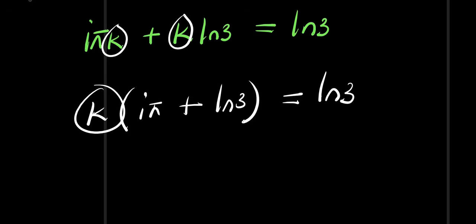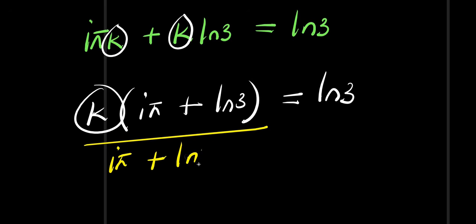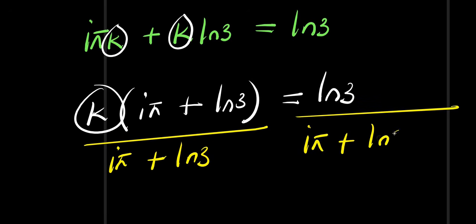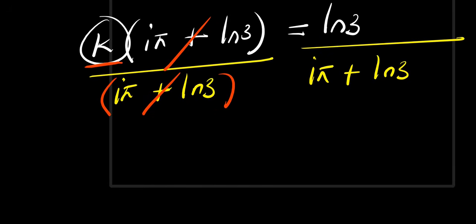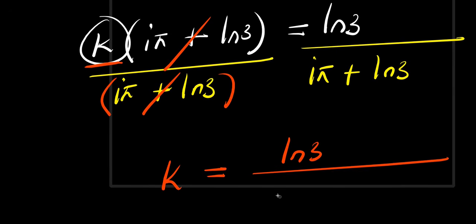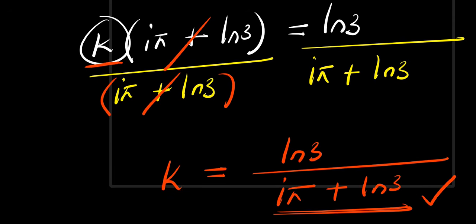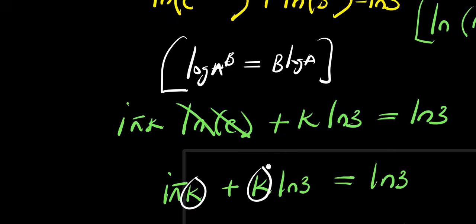At this point, I can isolate the k by dividing this by (i pi plus natural log of 3). I divide this by i pi plus natural log of 3. This cancels this. I have just k here. So I have k equals natural log of 3 divided by (i pi plus natural log of 3). So this is our answer based on this particular method.